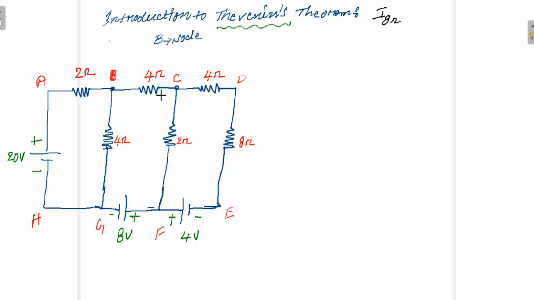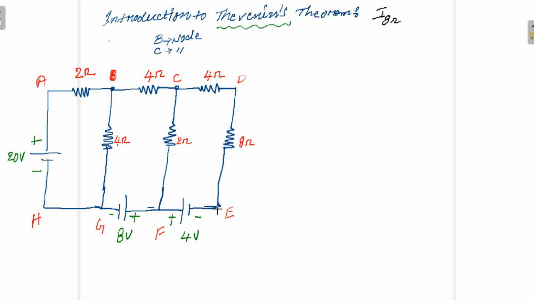Next, let us examine C. Is C a node? Yes. Whatever current is coming to this point divides among these two branches, the 2 ohms and the 3 ohms. So C is also a node. Now tell me whether D is a node. No. Whatever current flows through the 4 ohms is directed towards the 8 ohms. There is no division, so it is not a node.